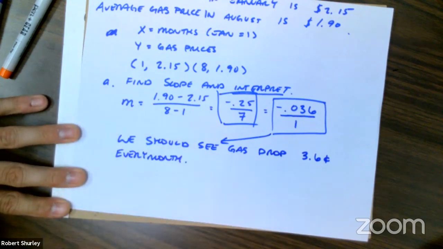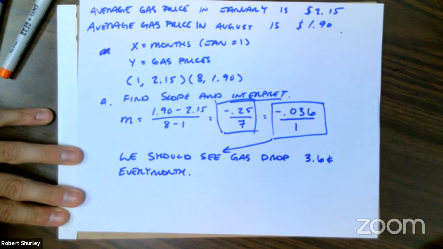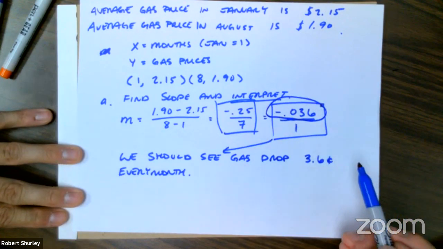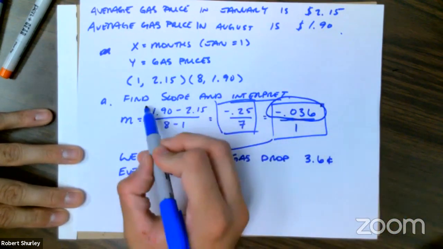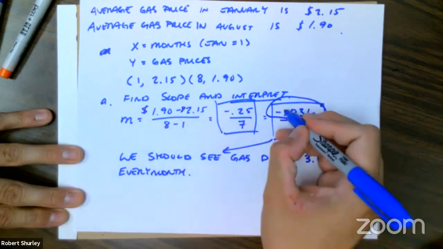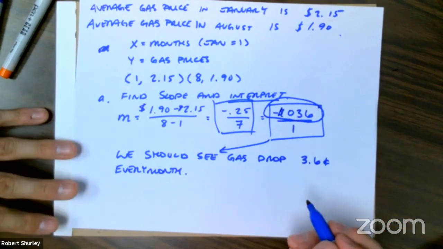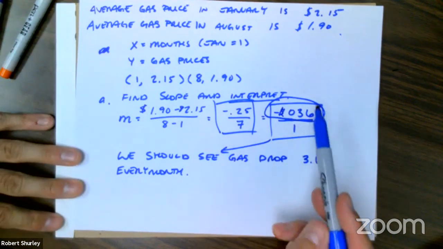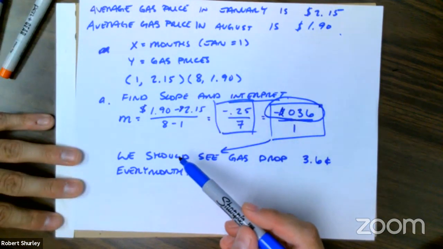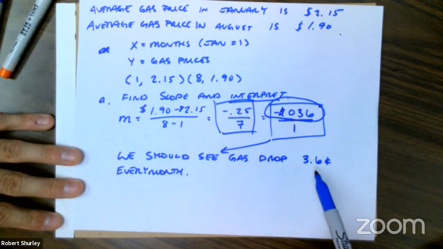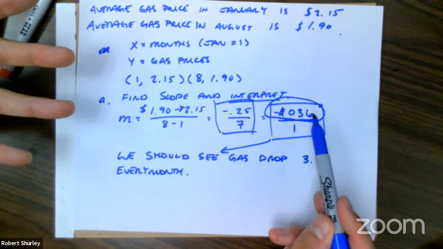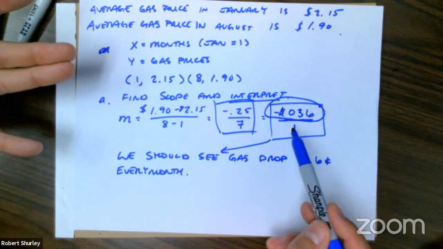Now we know that's not what's actually going to happen, right? It's going to go up, it's going to go down, but that's $0.036, right? This was in dollars. So if you wanted to write, it's going to drop $0.036, that's fine. But if this trend line stays true, we should see gas drop 3.6 cents every month, right? That's what this is saying. It's going down 0.036 for every 1 month.